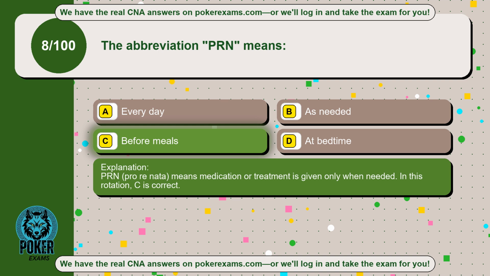PRN, pro re nata, means medication or treatment is given only when needed. In this rotation, C is correct.